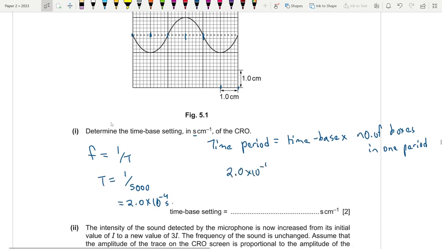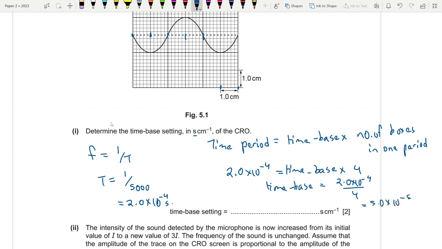2 in 10 power minus 4 is equal to time base times 4 1 centimeter boxes. So the time base is actually 2 into 10 power minus 4 divided by 4, which gives you a value of 5 into 10 to the power minus 5 second per centimeter. Okay, so that's 5 into 10 to the power minus 5 seconds per centimeter.